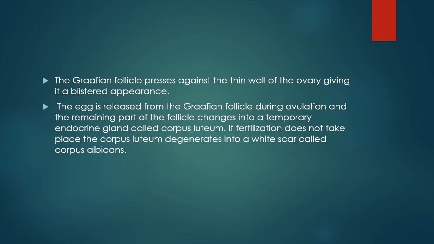The egg is released from the Graafian follicle during ovulation, and the remaining part of the follicle changes into a temporary endocrine gland called corpus luteum. If fertilization does not take place, the corpus luteum degenerates into a white scar called corpus albicans.